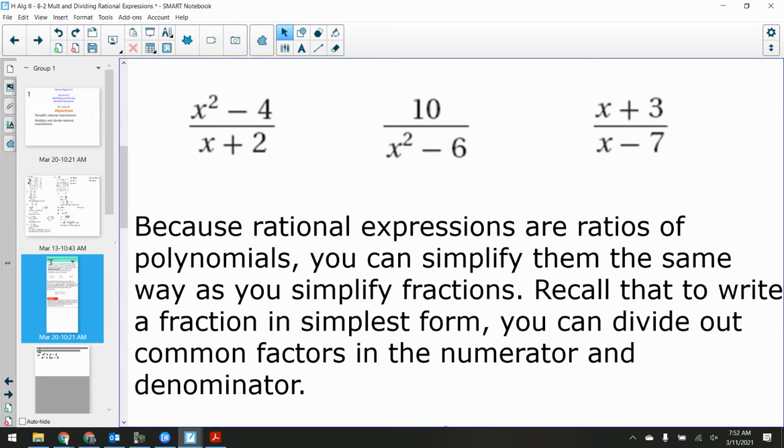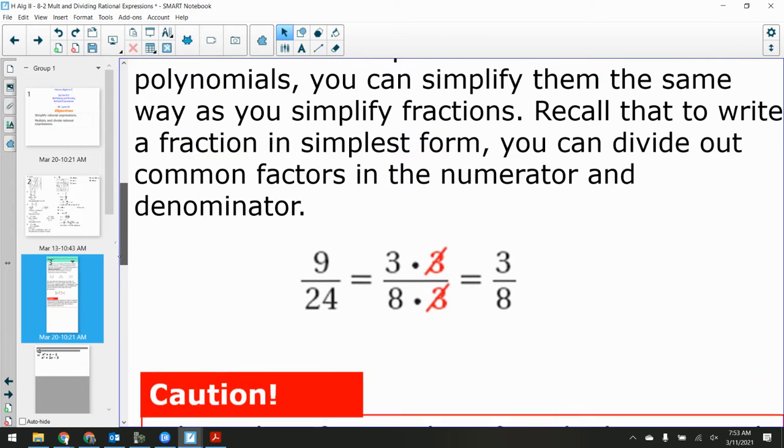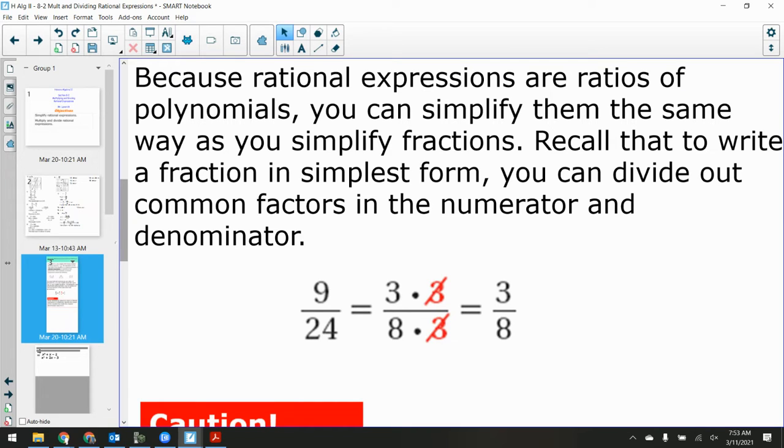Because rational expressions are ratios of polynomials, you can simplify them the same way we simplified fractions. Remember back when we did that fraction review on day one, I said I want to shift the way we think about simplifying fractions. Instead of thinking about what we can divide out of both the numerator and denominator, I want us to think about what common factor we can cancel out of the numerator and denominator. Like in this example, 9/24, where we saw there's a common factor of 3.